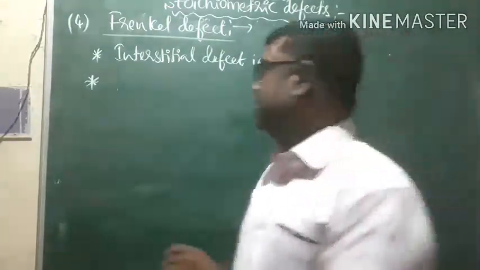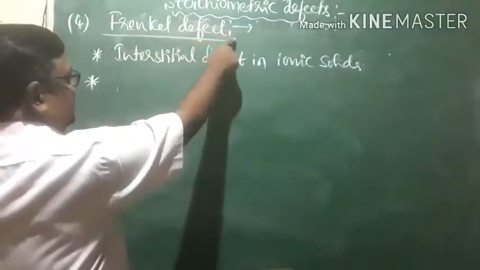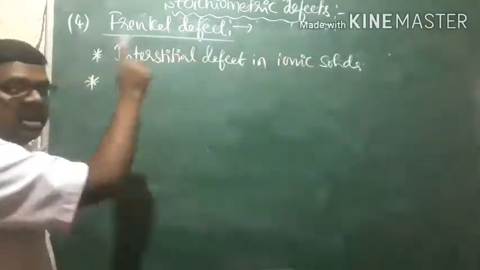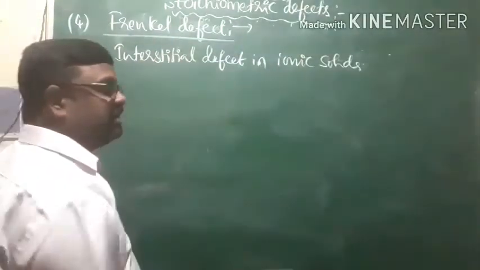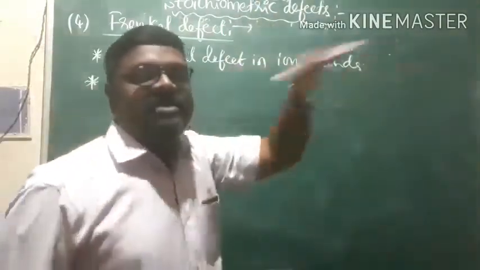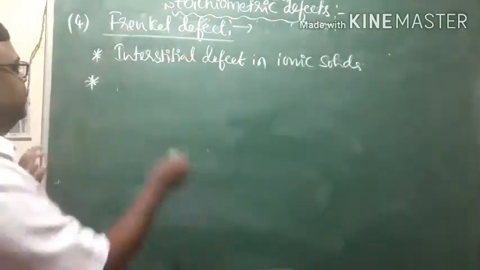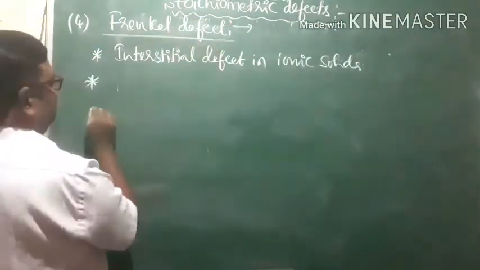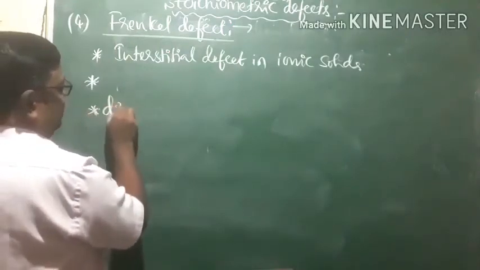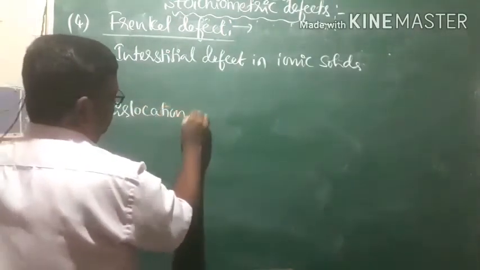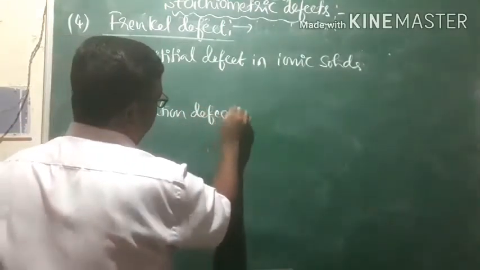That is, in the case of Frankel defect, it is an interstitial defect in ionic solids where a cation is dislocated from its lattice site into the interstitial site. So that is what we call Frankel defect. Therefore this defect is also called a dislocation defect.